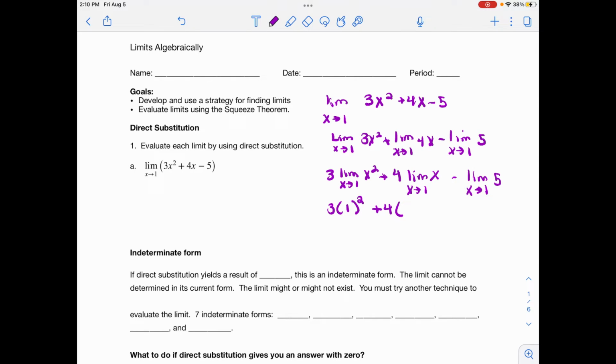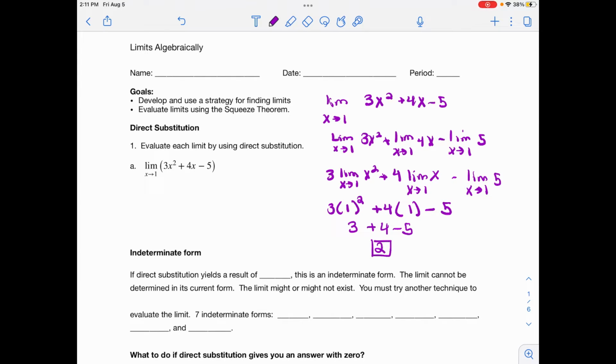The limit as x goes to 1 of x is just 1. And the limit of a constant is that constant. And so that gives us 3 plus 4 minus 5. Well, that took a lot of space to get to our answer as we worked through this. And so we want to find a better way of doing this where we don't use that much space.